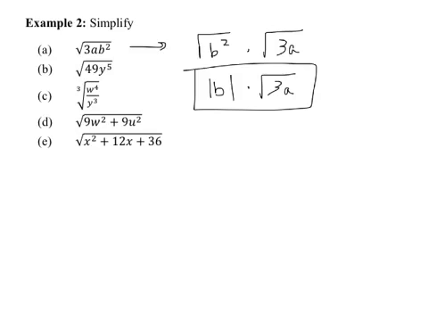How about part B? Go ahead, Arthur. Well, you could separate 49 and y to the 5th. Okay, so 49 is definitely a perfect square, right? And then, now, I could keep going, though. What could I take out of the y to the 5th? You can take out 2, because then it'd be 5 over 2.